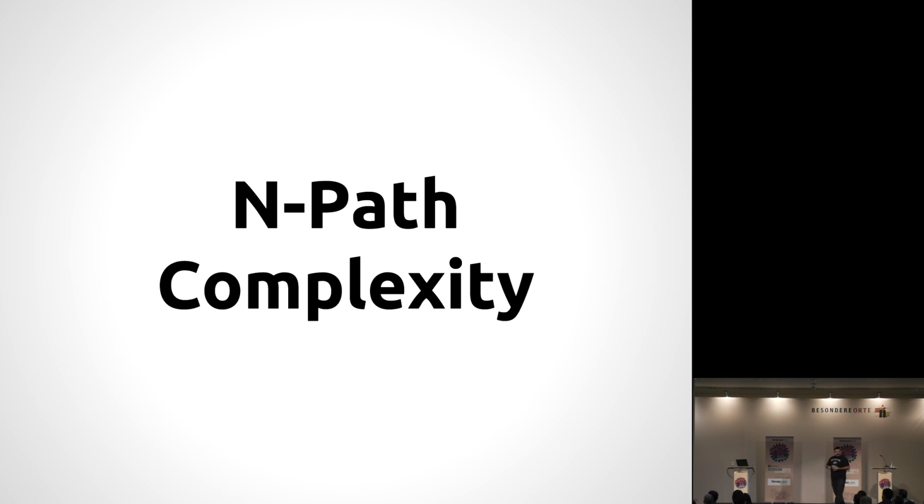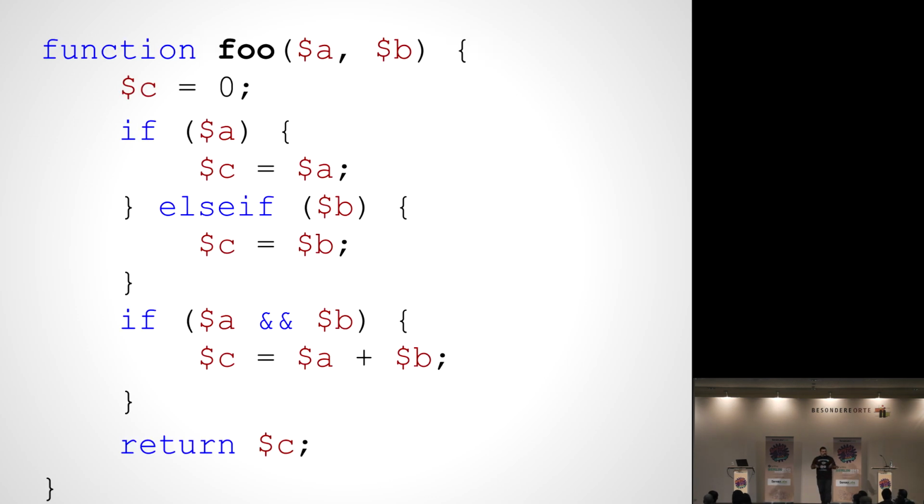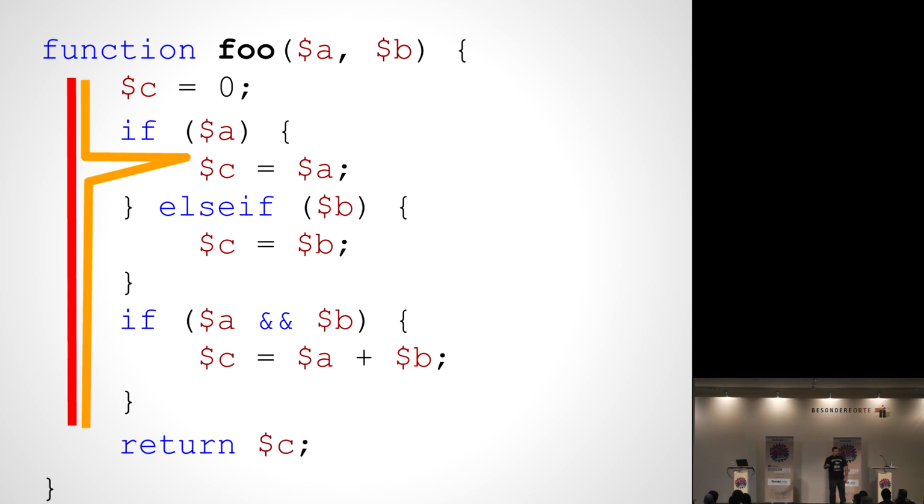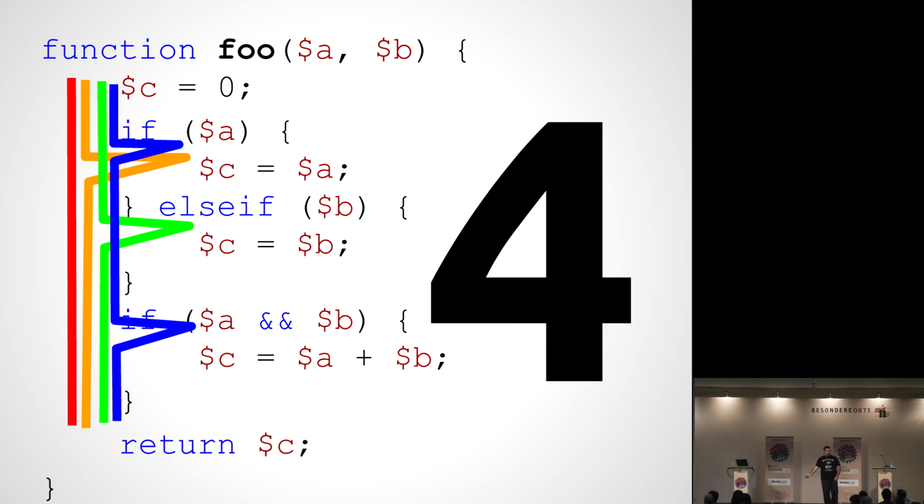It's really simple. It's the number of unique execution paths through a routine. So if we take our old example, we can bypass all of the ifs and go straight from the start to the return. We can go only into the first if statement. We can go only into the else if. Or we can go into the first and the second if. We have an end-path of 4. We have 4 unique paths through this method.